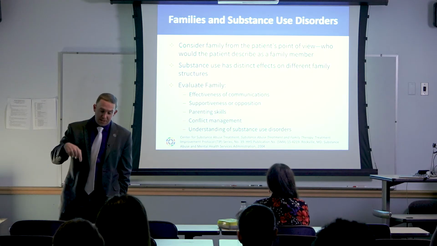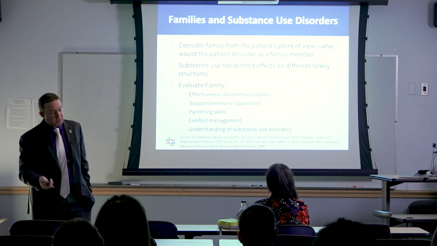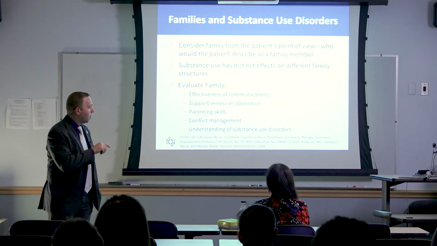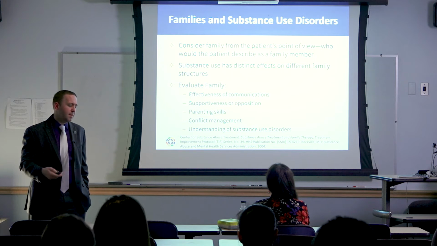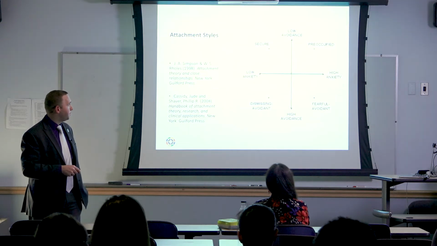So one way of looking at family is to look at, well, what's the effectiveness of the way families communicate? How supportive or oppositional are family members? What are the parenting skills present in this family? What is the conflict management, and what's their understanding of substance use disorders? And when the patient themselves, like let's say the teenager who's using substances, these are important flags to consider when trying to work with a family that might have an identified patient.